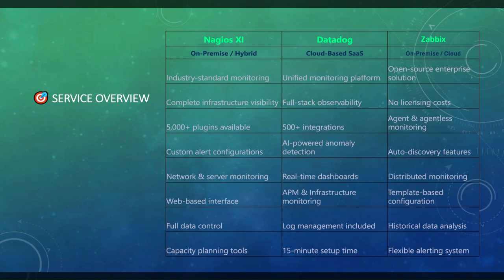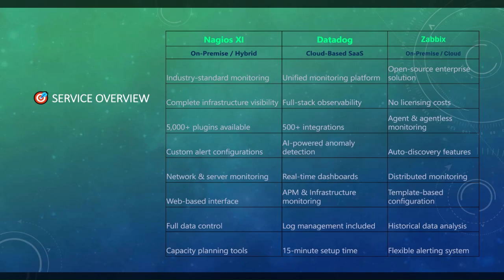Next, I'm going to talk about Nagios. Nagios is well known. It's been around for a long time, almost 2 decades. It usually would have to run on our servers, which would give us full control over our data. It also has thousands of plugins, and this would allow us to monitor almost anything.